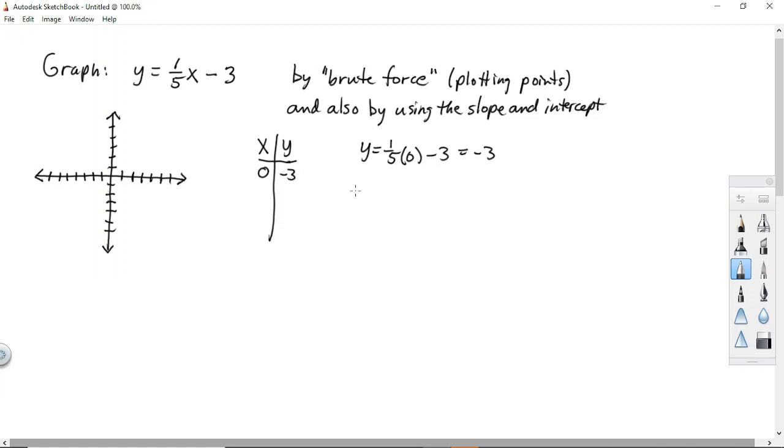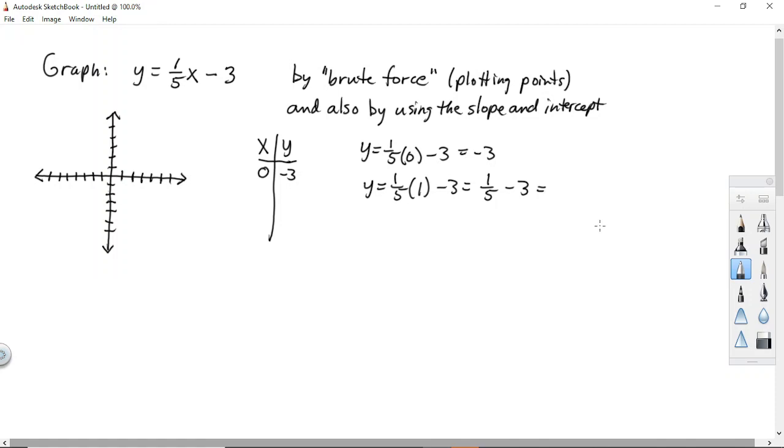So what else would we want to put in there? Well, let's just put another simple number. Let's put in 1. 1/5 times 1 minus 3 equals... Okay, this time it's a little more involved. 1/5 times 1 is 1/5, and that's minus 3. So that's 1/5 minus 3. So when you use this brute force method, you have to be willing to put up with some fractions. We'll talk about ways to avoid that, but it's okay to have fractions.